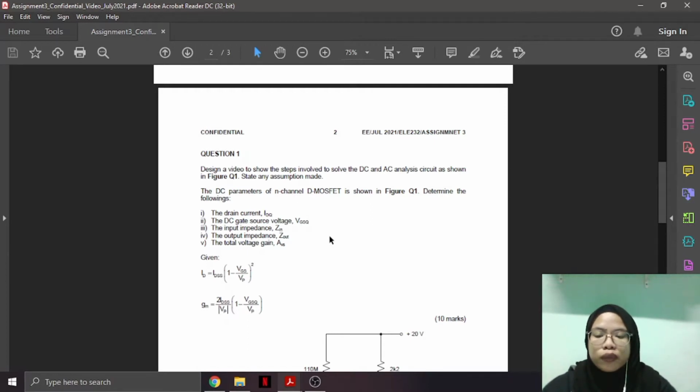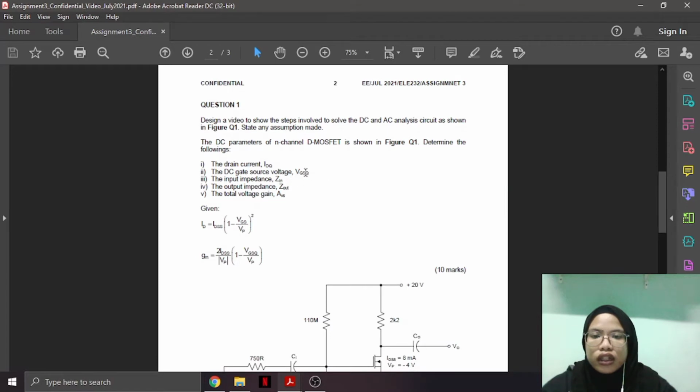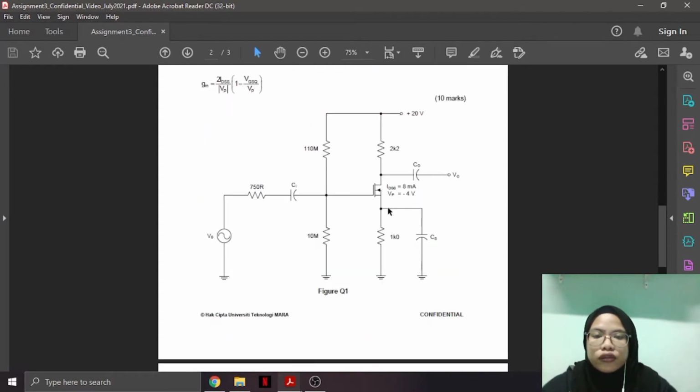Okay, for today's video for my subject ELE232, I'm going to show how I solve a problem that I got from the lecture. This question is about the FET. It says that the DC parameters of the N-channel D MOSFET are shown in figure Q1. This is the figure Q1 that I got. As you can see, there are a few resistors, capacitors, and also voltage, and also one FET.